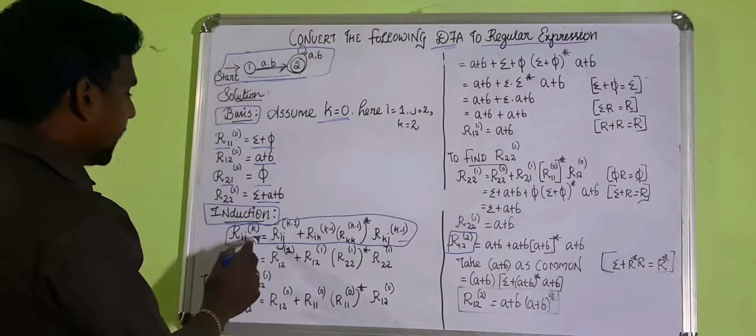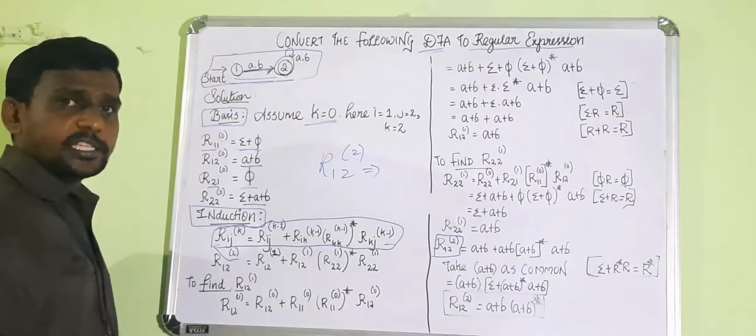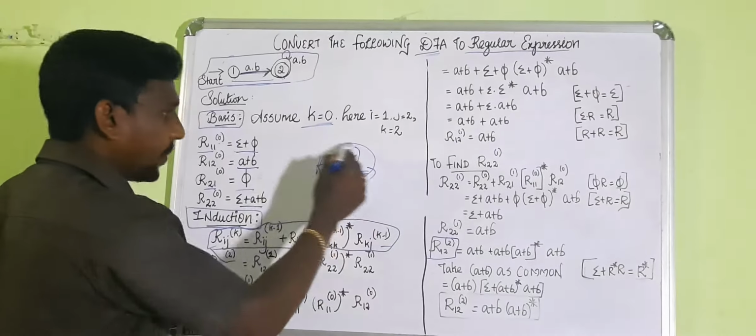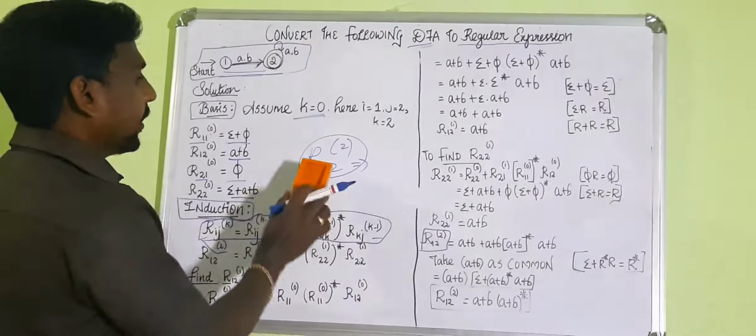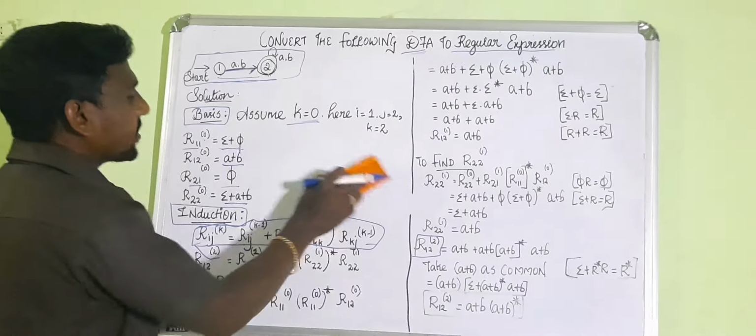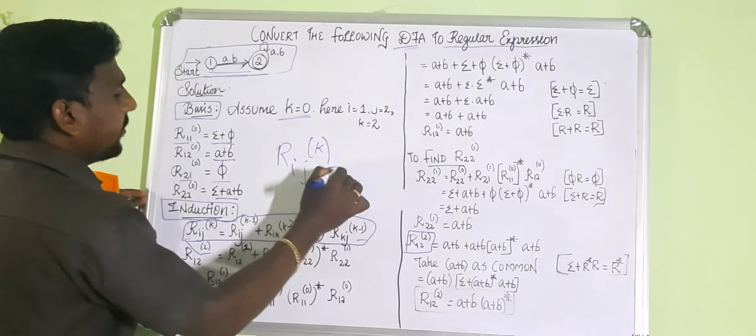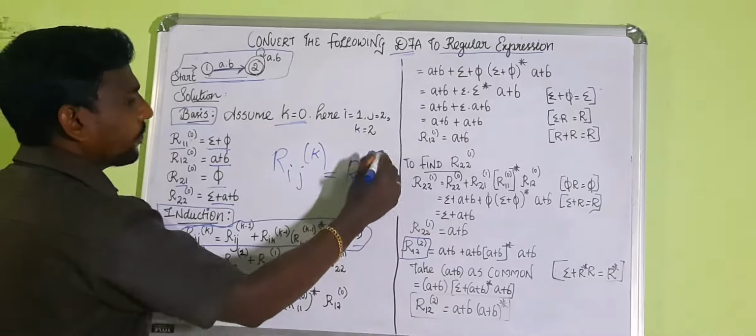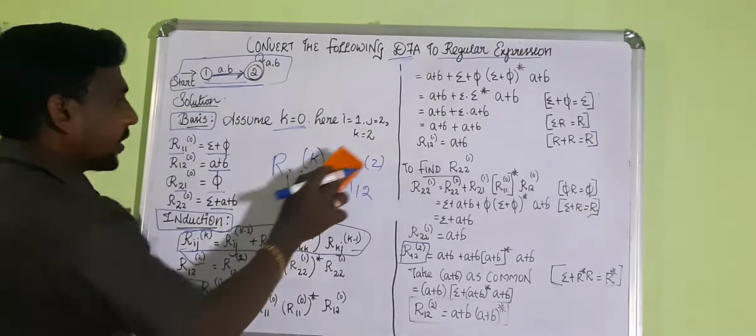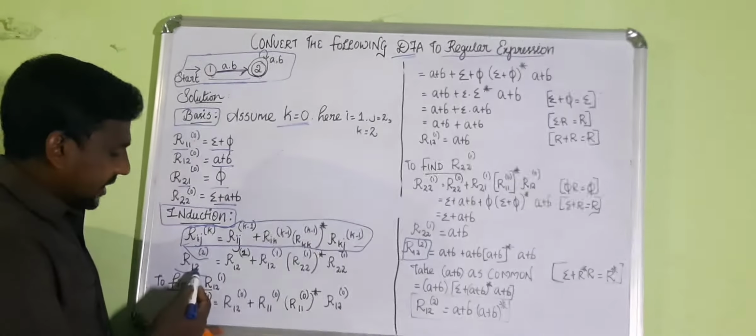Rij power k equals Rij power 0 when k is 0. Okay, R12 power 2. How does R12 power 2 come? Especially if they ask in a problem, you will apply that, but if they are not given, you find the regular expression for this. So from the diagram itself we can find Rij power k. The i value is 1, the initial state, and the number of states is 2. So we have to find R12 power 2. Okay. So for R12 power 2 we will apply the formula. Here the i value is 1, the j value is 2.